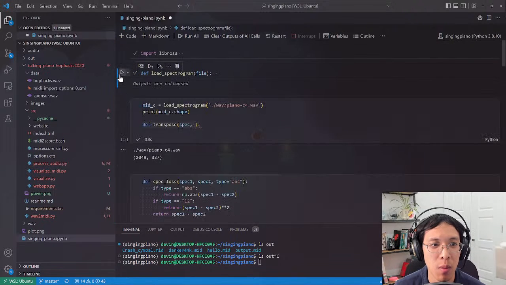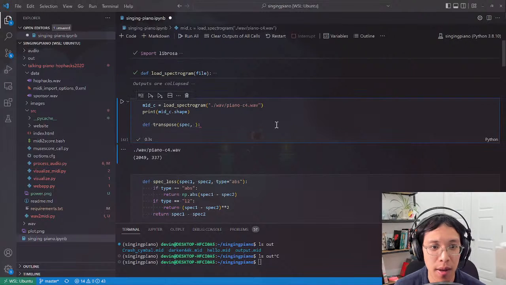Let's close up the outputs so they're not taking up space. Now we're working on the transpose part, and then we'll work on the part that combines multiple sounds together. Just checking for messages. We're good.